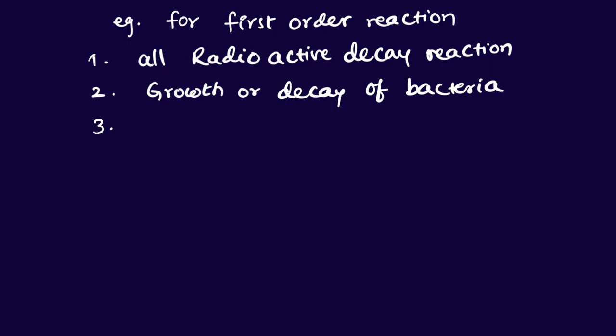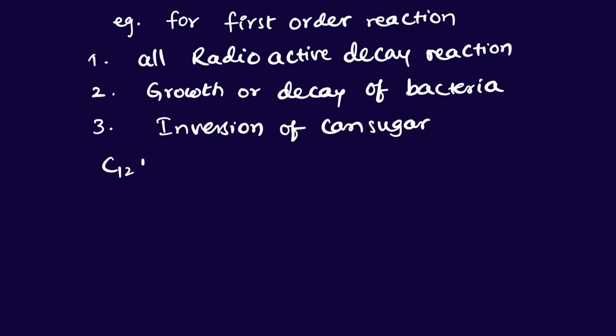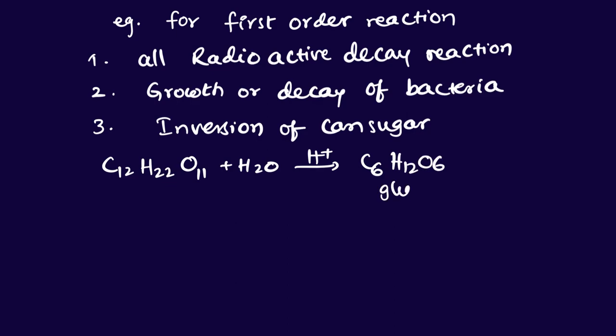Third one, inversion of cane sugar. Sugar formula C12H22O11 plus water in presence of acid. This will be converted into C6H12O6. One is glucose, another one is C6H12O6. This is fructose.